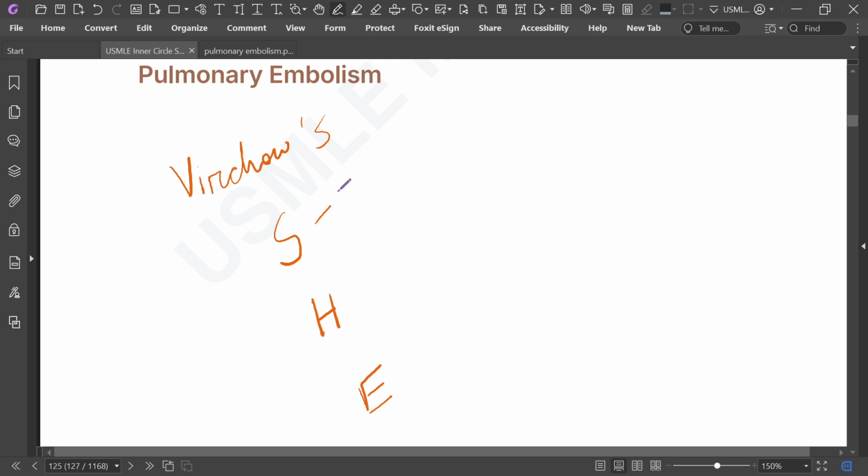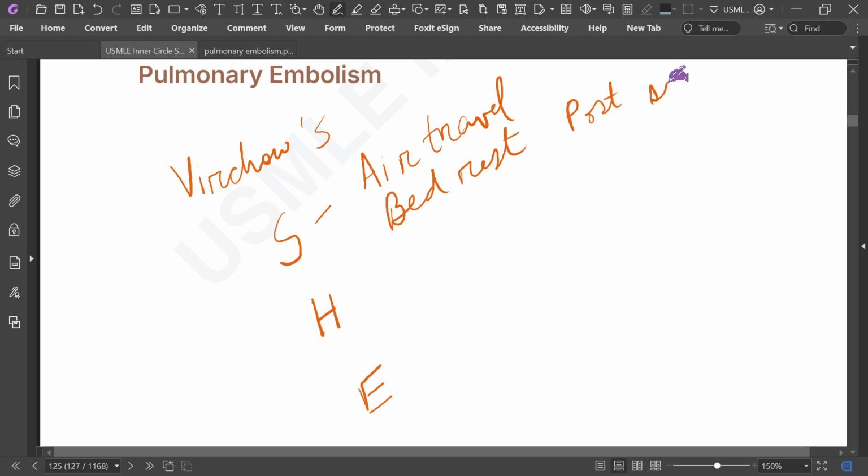Stasis, like prolonged immobility. Prolonged immobility can happen with air travel, prolonged bed rest, and post-surgery. So these three are the risk factors: prolonged immobility, stasis. These are the risk factors for pulmonary embolism.